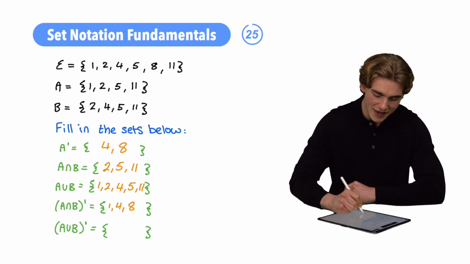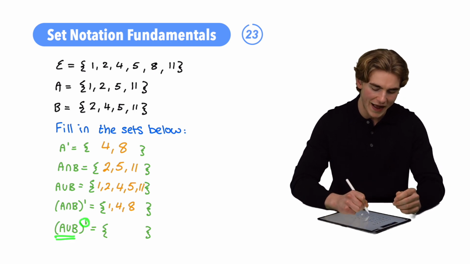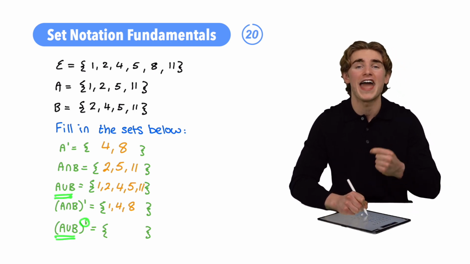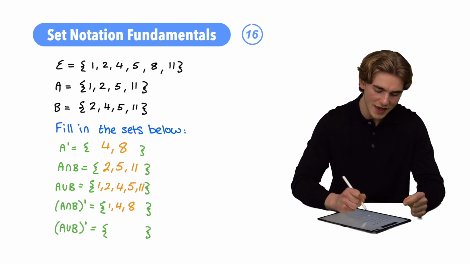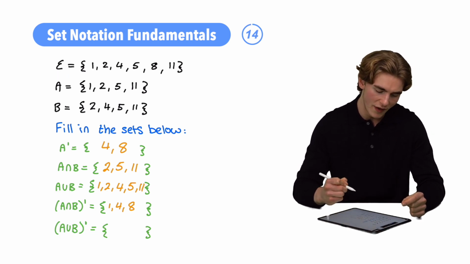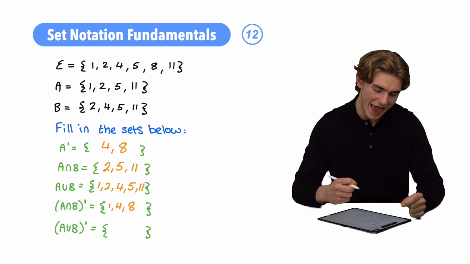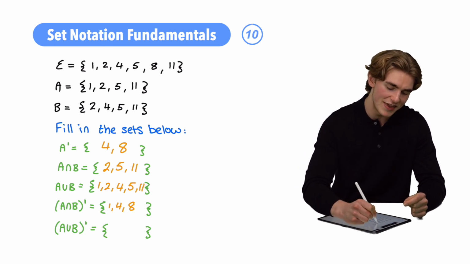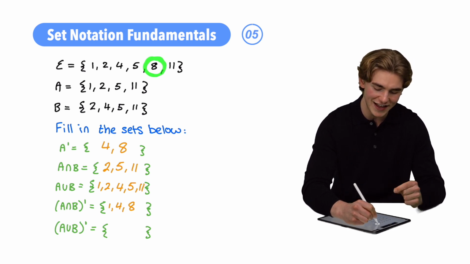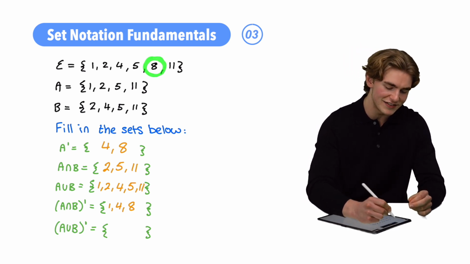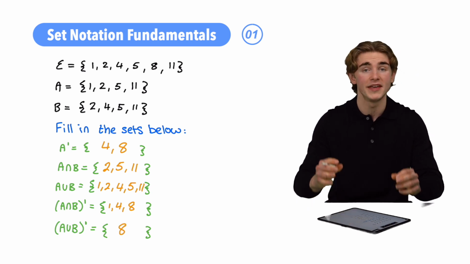Finally, A or B not. What are we going to do? We're going to go back to our A or B set, and we're going to look for any numbers that are in our universal set but aren't in A or B. What are they going to be? We can see that 1, 2, 4, 5, and 11 are in A or B, so the only number actually is going to be 8. That's going to be the only one which is in our universal set but isn't in the set A or B. So, guys, our final answer is going to be 8.